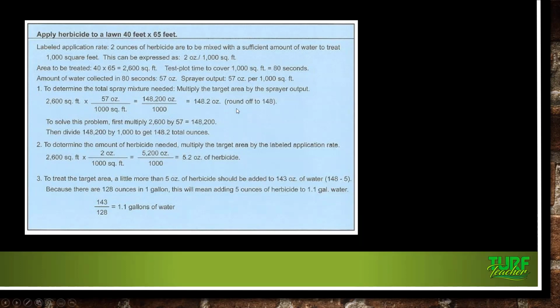Our total volume is 148. And we're actually going to put in roughly 5 ounces of herbicide. So we say the 148 minus the 5, because we've got to add that 5 ounces to 143, which gives us that total spray of 148. And since there's 128 ounces in a gallon, this will mean adding 5 ounces of herbicide to 1.1 gallon of water, which is our 143 divided by 128. So easy enough. I love the backpack sprayer, and that is the easiest way to get your technicians started when you're hiring them.